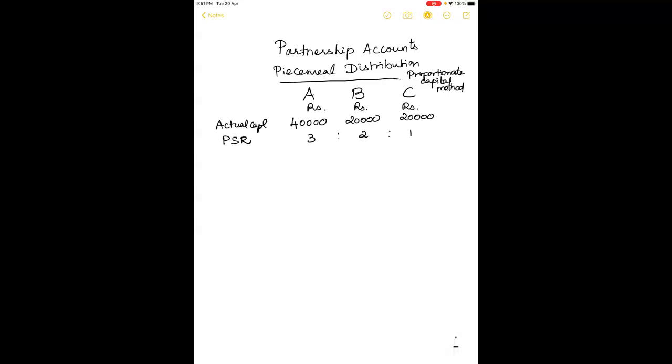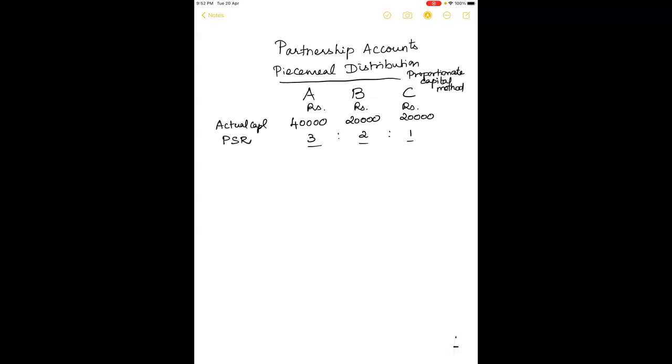So here the assumption is based on the profit sharing ratio, we are going to find out hypothetical proportionate capital. If any partner has capital in excess of that hypothetical proportionate capital, that excess capital, which is otherwise called surplus capital, will have to be settled first, and then only the remaining partners' capital can be settled in their profit sharing ratio.